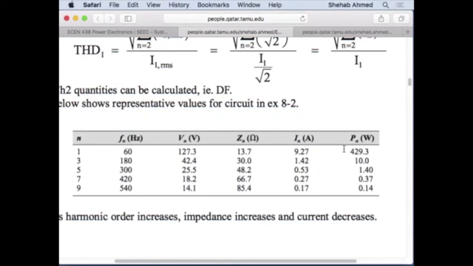Here I have something that is contributing to power at the 3rd and 5th and 7th. It's a little bit smaller, and the 9th as well. Yeah. So what happens if I improve my waveform? If I make my waveform closer to a sine wave?